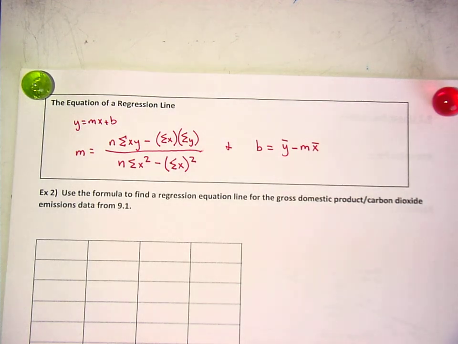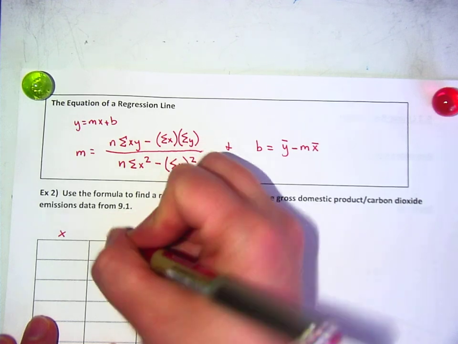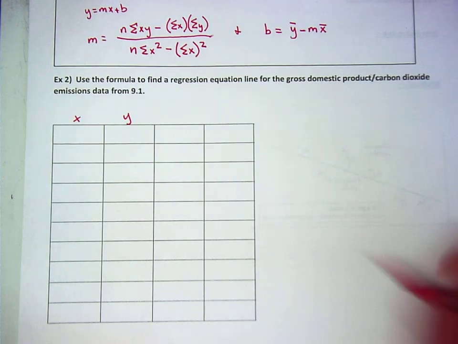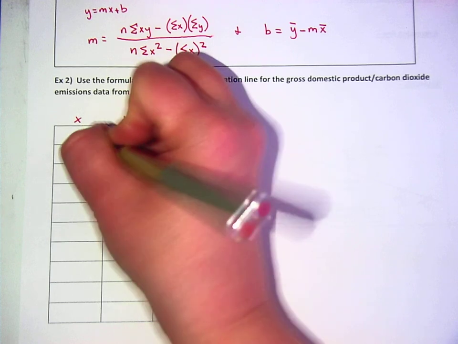Do you guys know what y bar and x bar is? What does bar usually mean? An average, yeah. So x bar will be the average of the x's and y bar will be the average of the y's. Okay. So we're going to work on this together. This is x, this is y. First I'm going to write down all these numbers. You can just copy me.